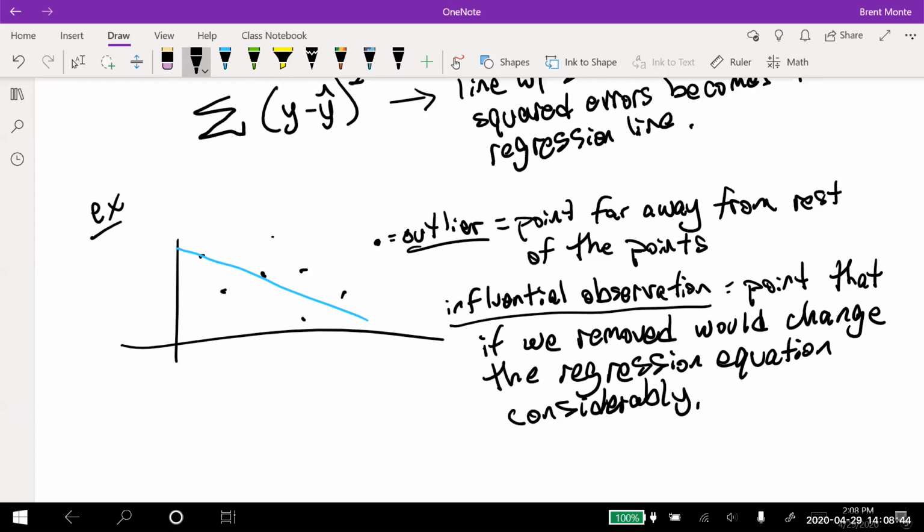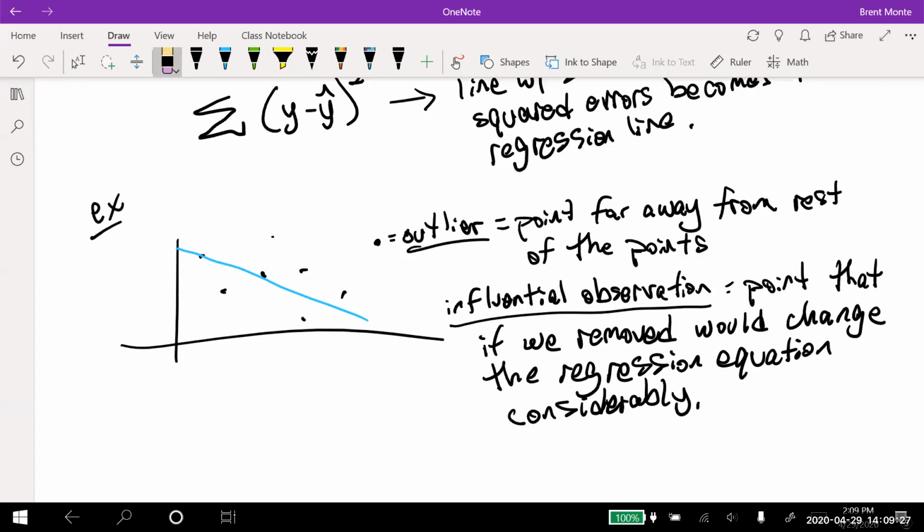Notice we may have another point. So see where I've got my line drawn? If I draw another point way up here, that point's not close to the other points. That could be an outlier. It's not an influential observation because if I included it, I'd still get that blue line. I would just extend it out further. So it wouldn't change the regression equation, although it is far away from the other points. So you can have an outlier that's not an influential observation, but if it's going to be an influential observation, it does have to be an outlier.